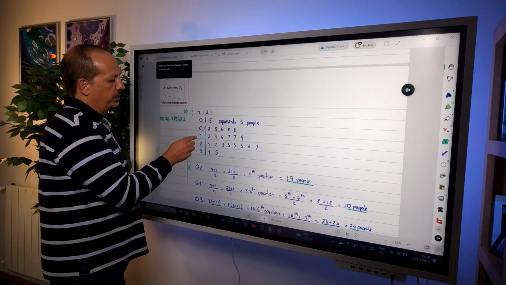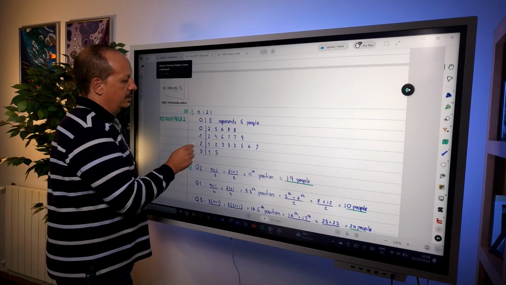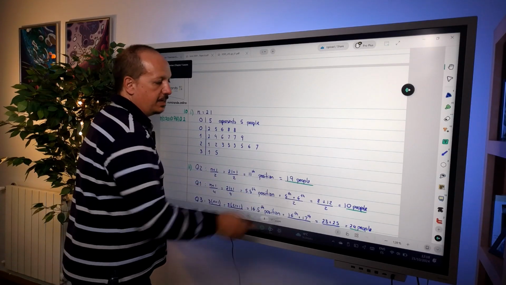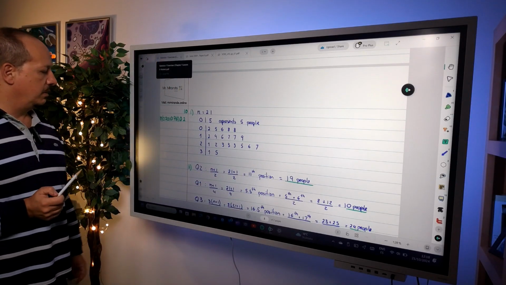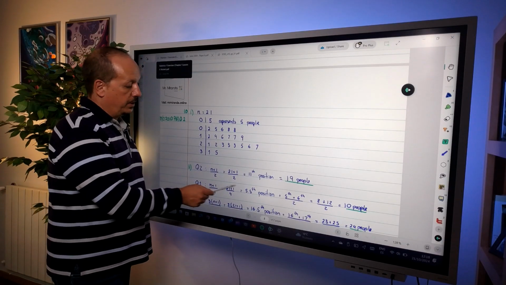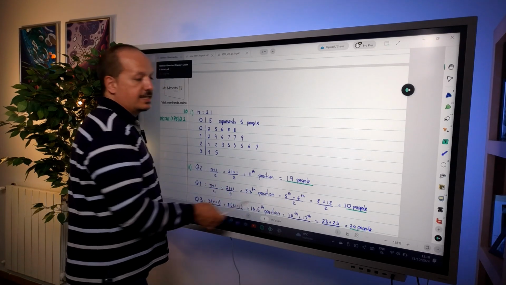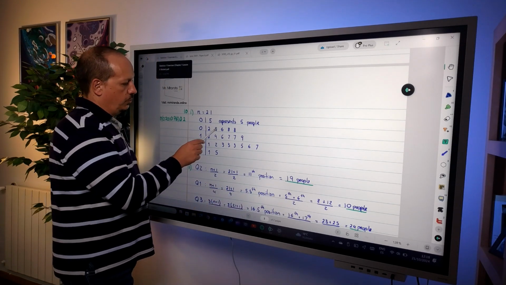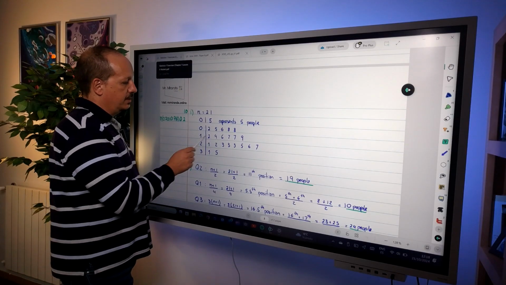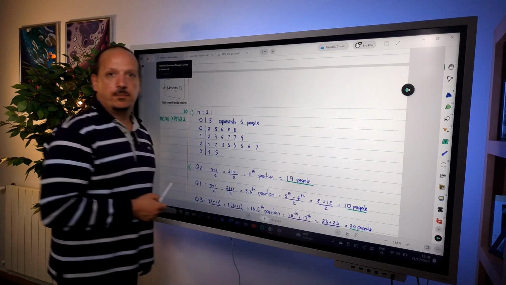So start counting over here. 1, 2, 3, 4, 5, 6, 7, 8, 9, 10, 11. So it's this, 19 people. That's the median. The first quartile, you just do n plus 1 divided by 4. This yields 5.5, so you have to look at the 5th and the 6th position. 1, 2, 3, 4, 5, so 8, and 6th, 12. The average of this is 10 people.